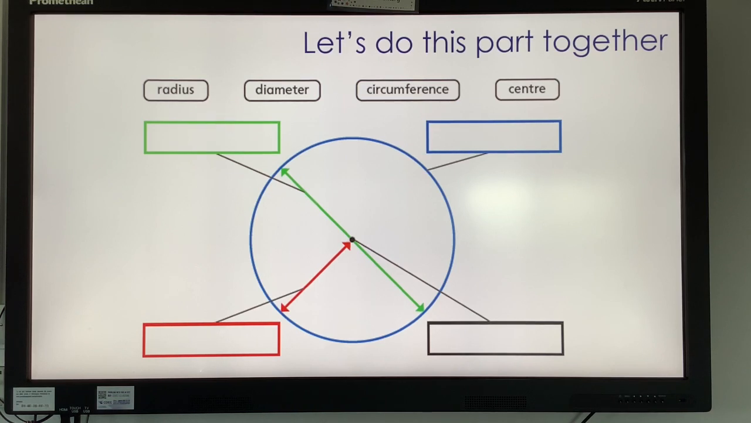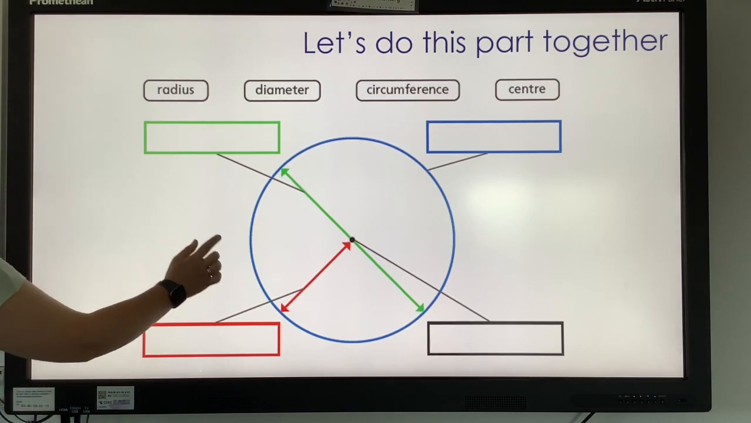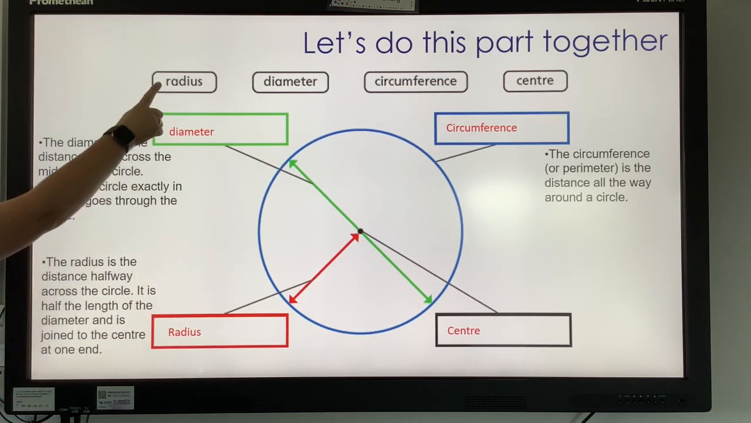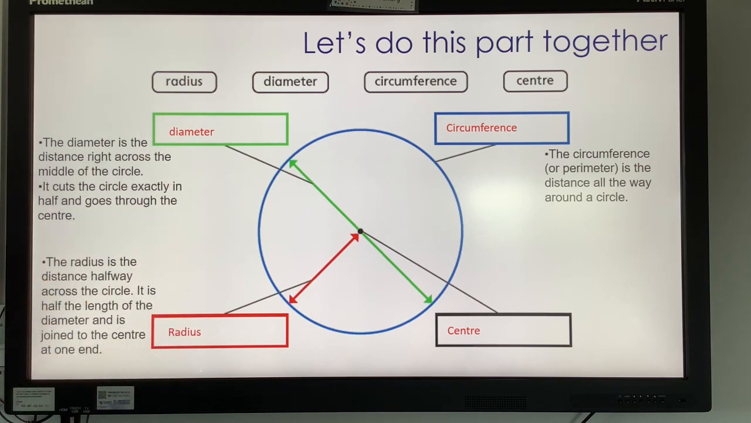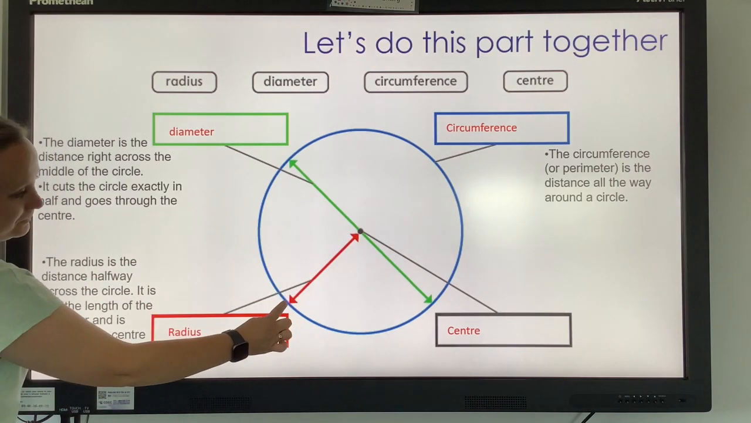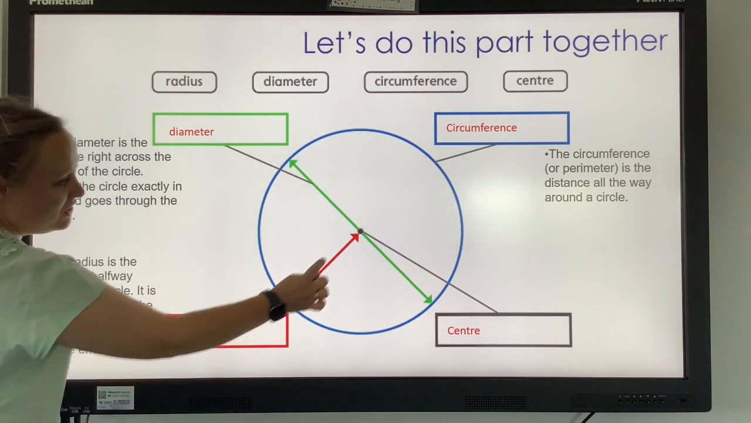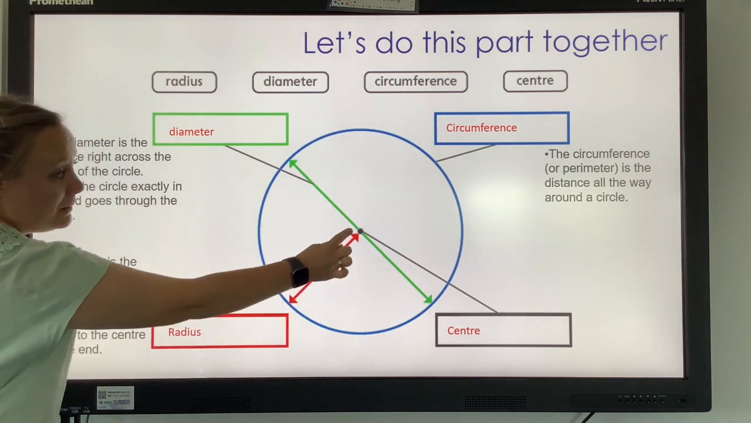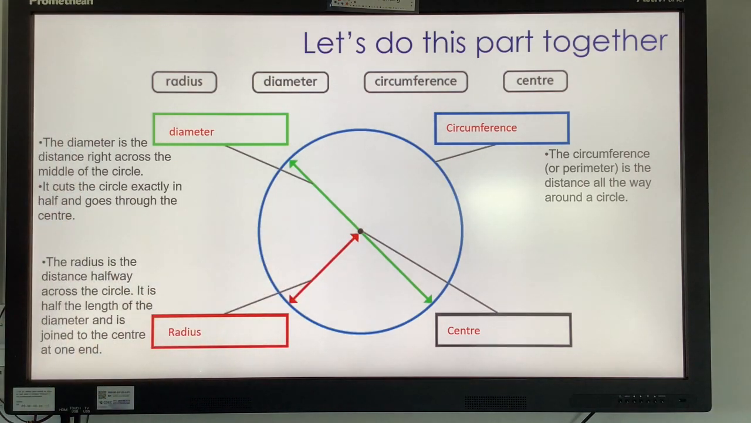So, radius, diameter, circumference and centre. Radius first goes here. The radius is the distance halfway across the circle. It is half the length of the diameter and is joined to the centre at one end. It goes from the very centre of the circle to the edge. And it is the distance from the edge to the centre. It must always go to the centre.